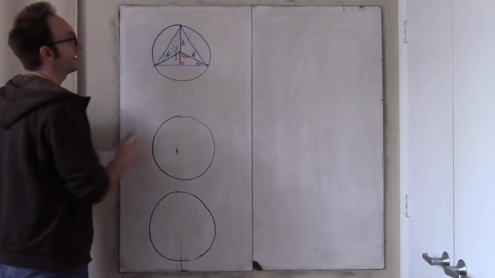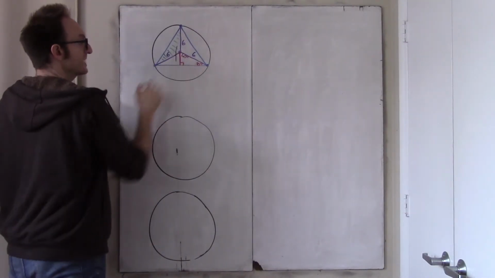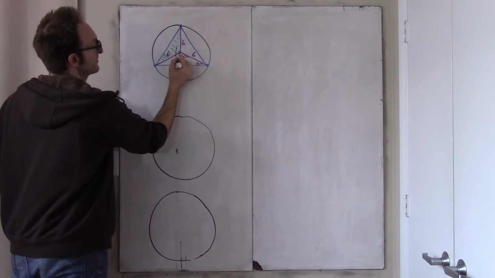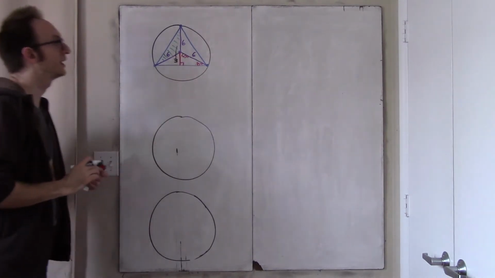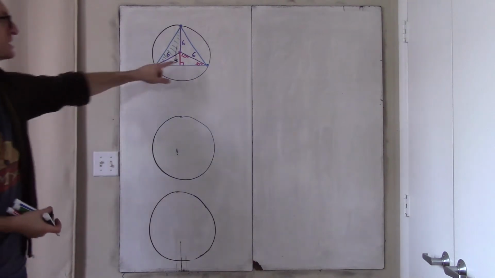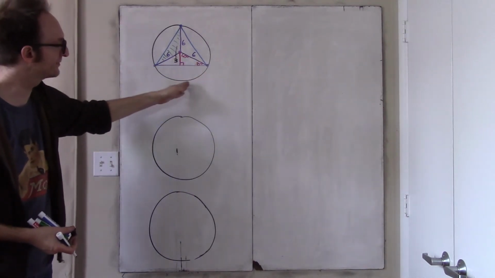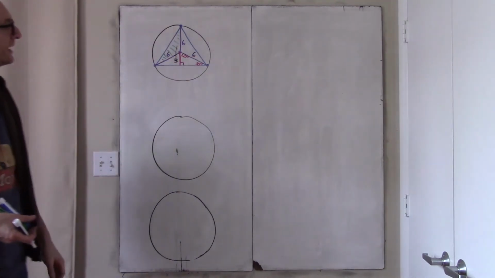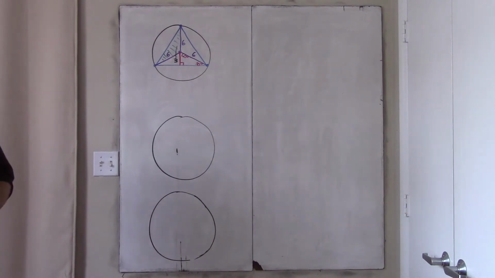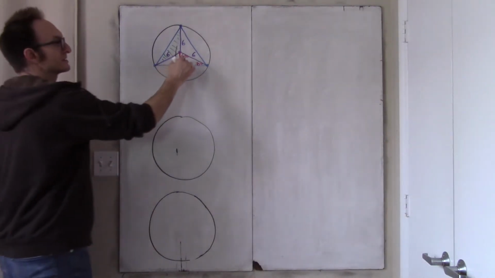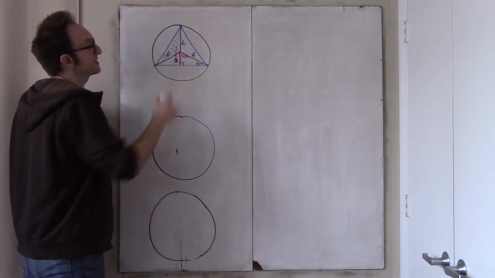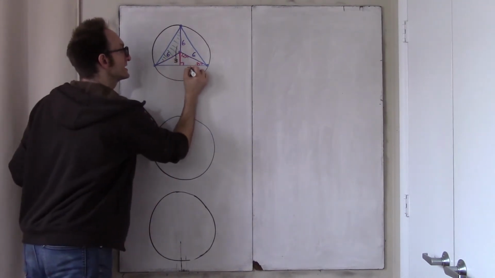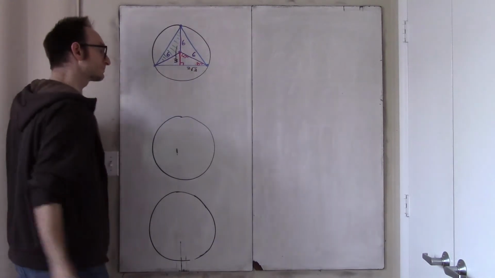And, well, if this is 6, then what's this? This is going to be just half of that. So by 30, 60, 90 triangle ratios, every 30, 60, 90 triangle is kind of half of an equilateral triangle, in fact. So that's just 30. And the side opposite 60 is always square root of 3 times as much as the side opposite 30. So this is 3 root 3.